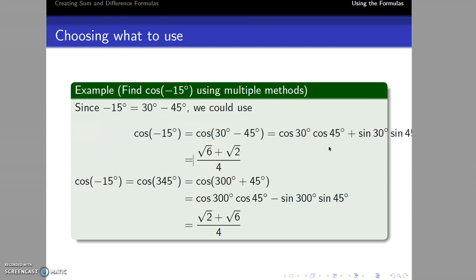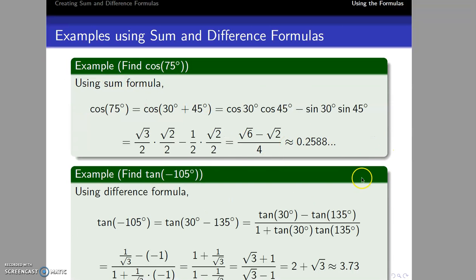Or you could say, wait a minute, negative 15 degrees, that's coterminal with 345. I could do 300 degrees plus 45 degrees and use the sum formula for cosine accordingly. And you'll see that no matter how you use it, it's the same. It's going to be root 6 plus root 2 over 4. And believe it or not, that's all I wanted to say on this. Just three quick examples of how to use them.